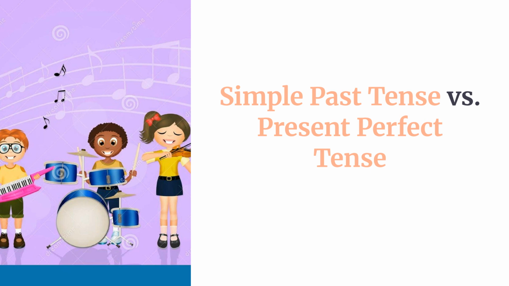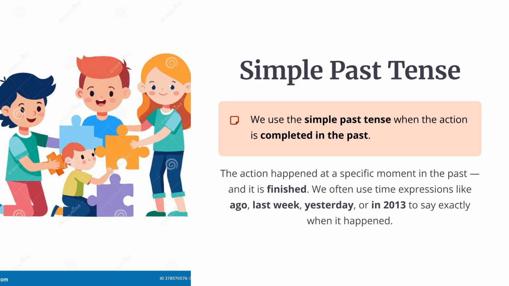Welcome, everyone! Today we are going to learn about the differences between the simple past tense and the present perfect tense. Let's start with the simple past tense. We use the simple past tense when an action was completed in the past. The action happened at a specific moment in the past, and it is completely finished.